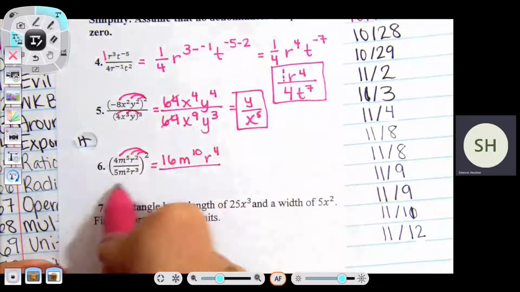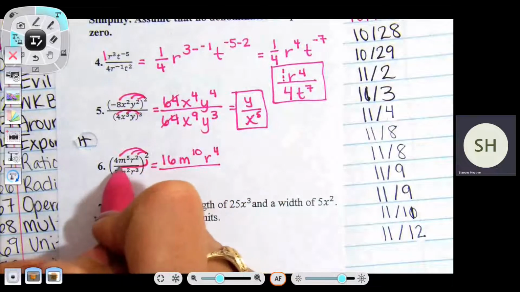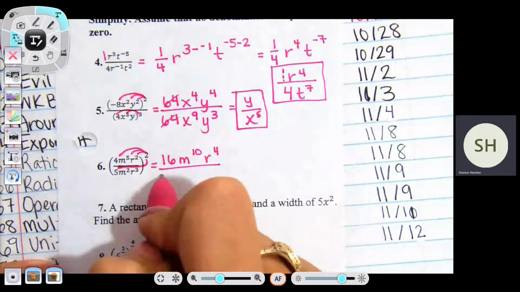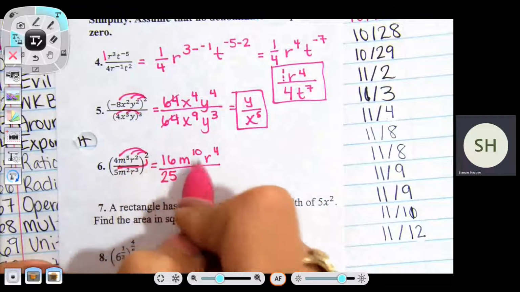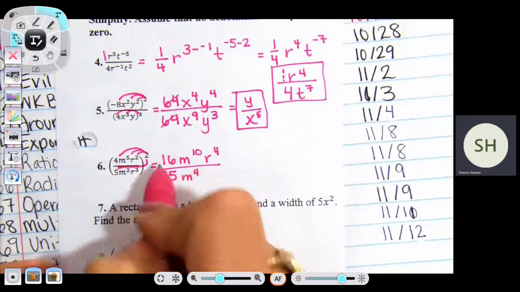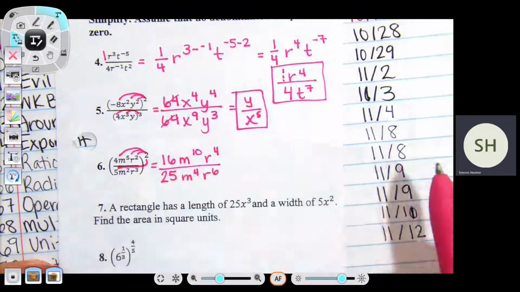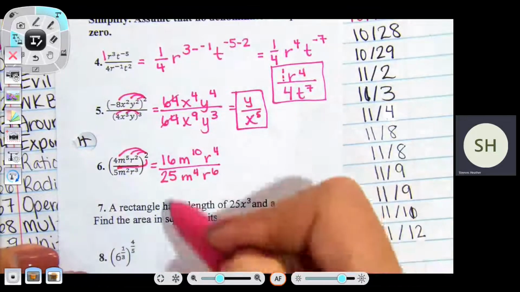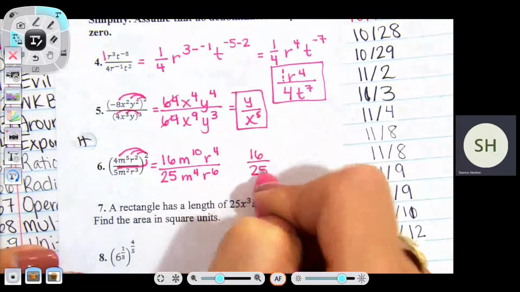Divided by, this power also goes to the 5. 5 squared is 25. M squared to the power of 2 makes m to the 4th. R to the 3rd raised to the power of 2 makes r to the 6th. And then I'm using division, so I'm subtracting. I can't simplify 16 over 25, so it's going to end up in my final answer.